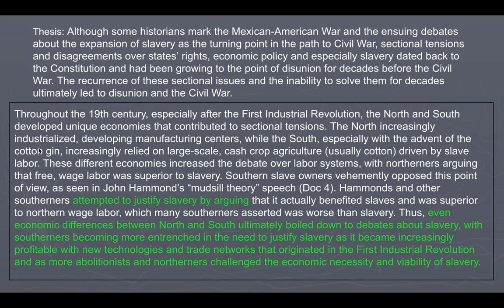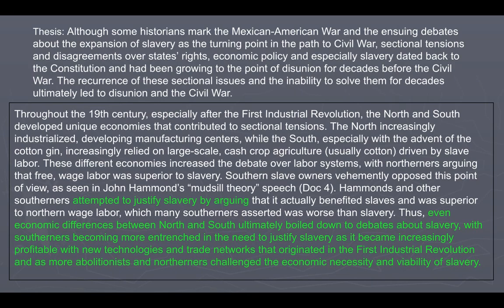The North increasingly industrialized, developing manufacturing centers, while the South, especially with the advent of the cotton gin, increasingly relied on large-scale cash crop agriculture, usually cotton, driven by slave labor. These different economies increased the debate over labor systems, with Northerners arguing that free wage labor was superior to slavery. Southern slave owners vehemently opposed this point of view, as seen in John Hammond's Mudsill Theory speech, Document 4. Hammond and other Southerners attempted to justify slavery by arguing that it actually benefited slaves and was superior to Northern wage labor, which many Southerners asserted was worse than slavery.